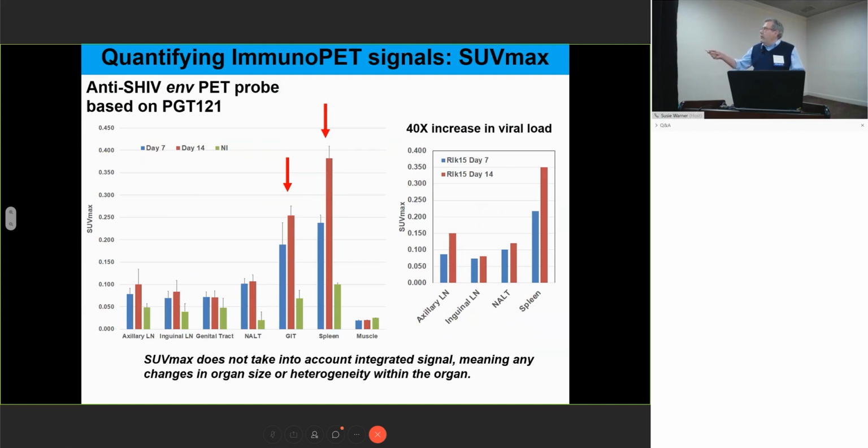And this was one animal, this is RLK15, that had about a 40x increase in its viral load, and there is an increase in the spleen. The question, though, is that these are pretty small changes when we're looking at the max. Are we confident that that's going to tell us what's happening or not? And I think the answer is, this is not the best way to do it. It's not wrong, but it's probably not the best way to analyze the data.